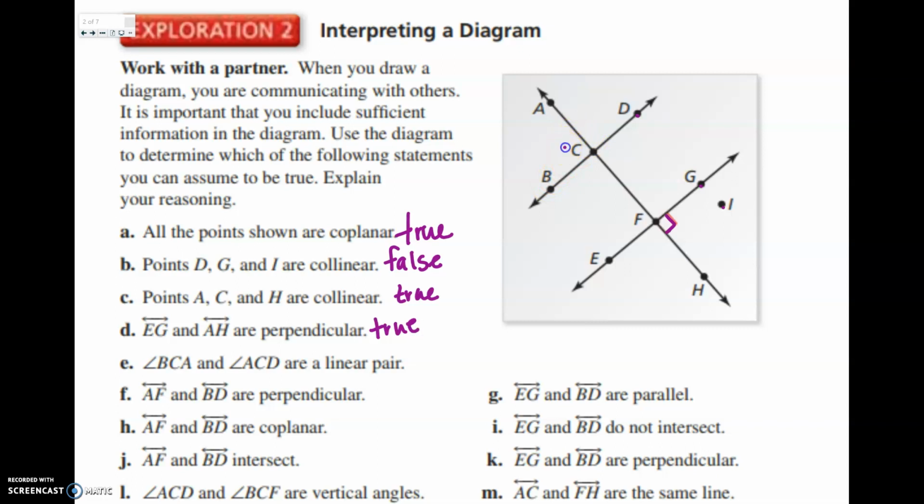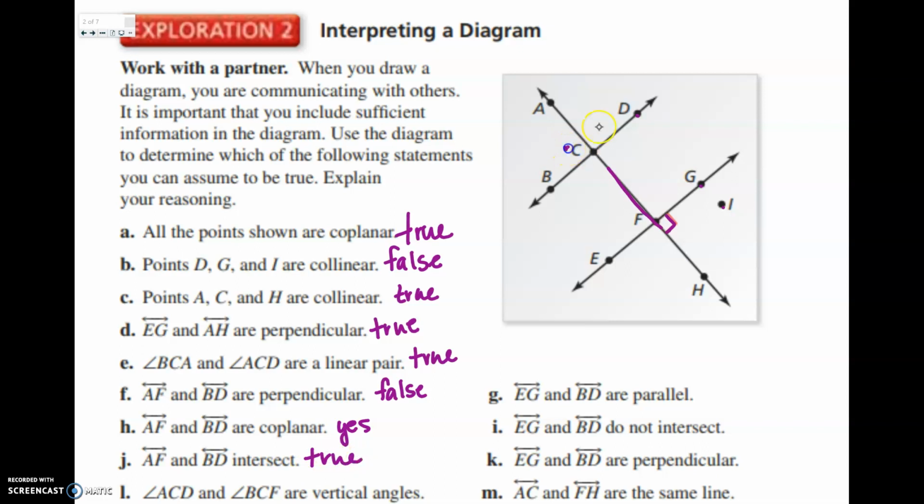Angle BCA and ACD are a linear pair because yes, they make this straight line of AD. So this is true. AF and BD are coplanar, so this is true. Are they perpendicular? False. We do not know for sure that they are or are not. AF and BD intersect. They sure do. They intersect at point C.